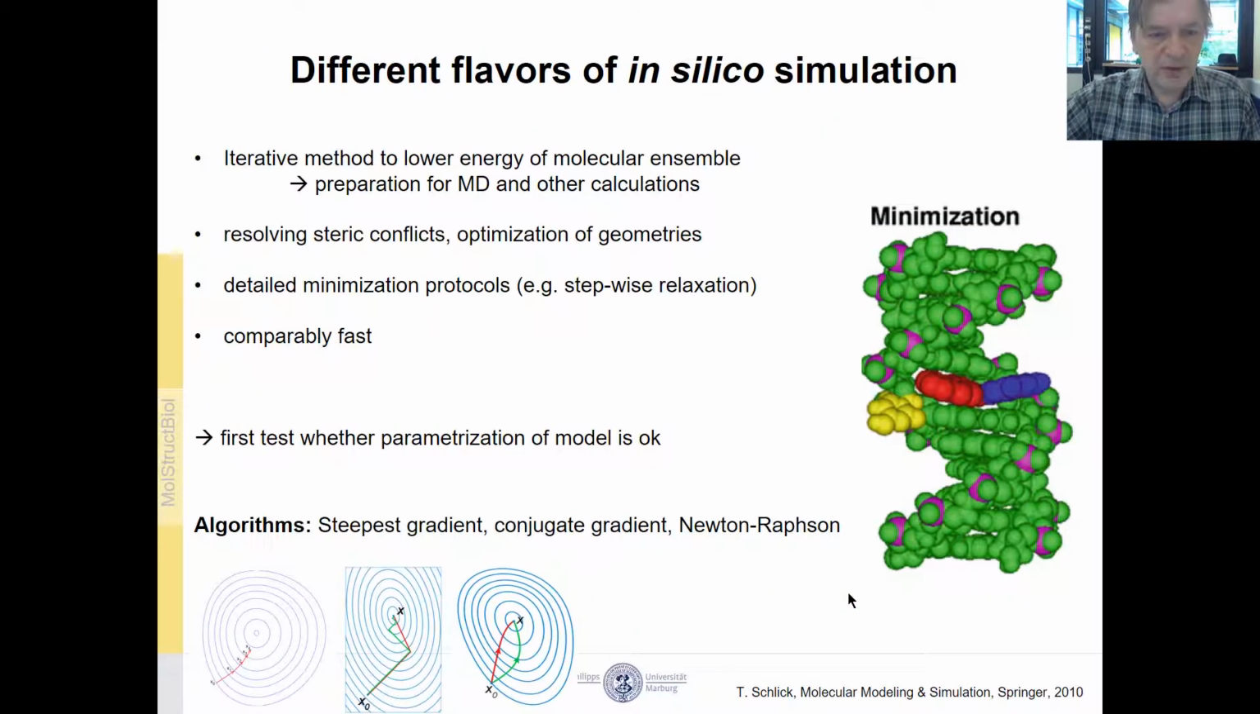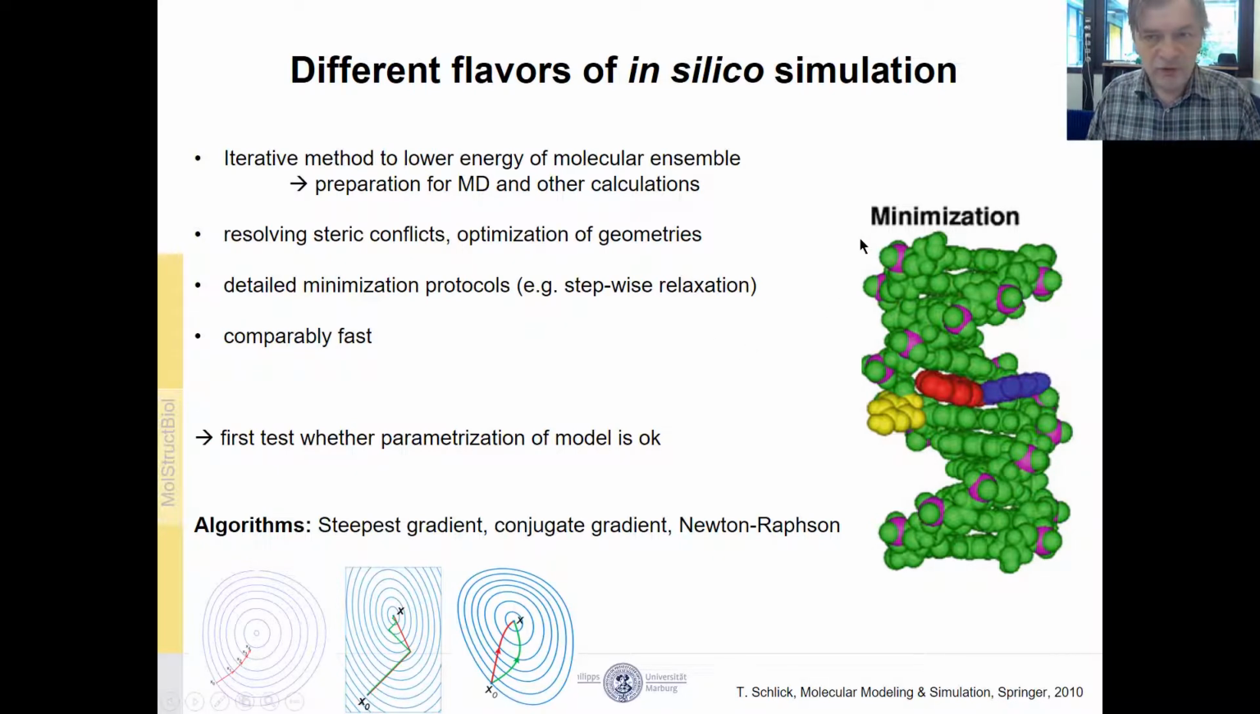Then we have said there are also different kinds of flavors of in silico simulation. What I talked about before was molecular dynamics simulation. Molecular dynamics is done at a given temperature, 300 Kelvin mostly. When you would do the same at T equals 0 Kelvin, that is actually called minimization, where you try to minimize the energy of the system. Because at T equals 0, there's no thermal motion anymore left, no thermal diffusion anymore left, nothing like that.